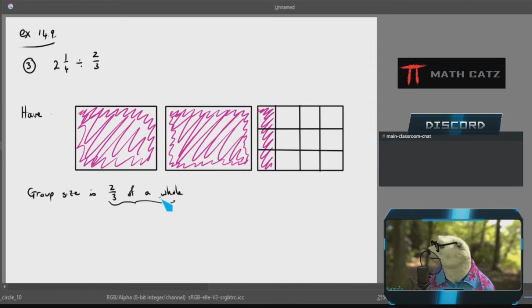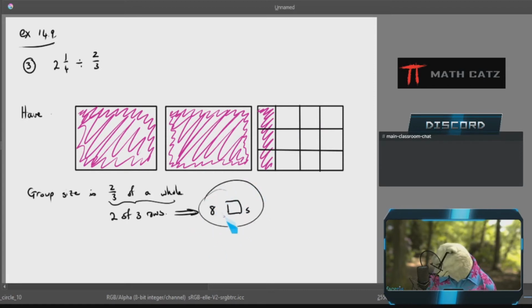Because I just need to see a rectangle. This has got nothing to do with pink. I just need a standard rectangle split up in this way, so that I can see, well, 2/3 means 2 of 3 rows. That means my group consists of 1, 2, 3, 4, 5, 6, 7, 8 pieces. Those pieces aren't pink, they're just pieces. So that's going to be my group size.